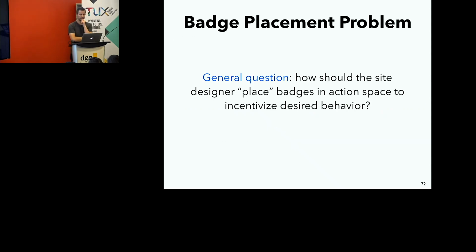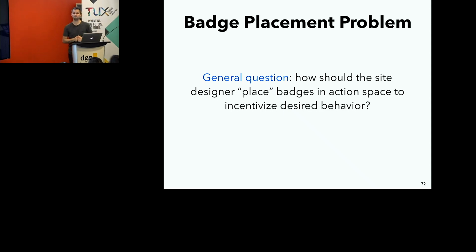So the design question here is, how should I design my badges? How should I change the criteria so that I maximally elicit behavior from my users? So how should I place my badges in action space? How should I move those boundaries around such that the incentivization is greatest or most closely matches the desired behavior that I want?